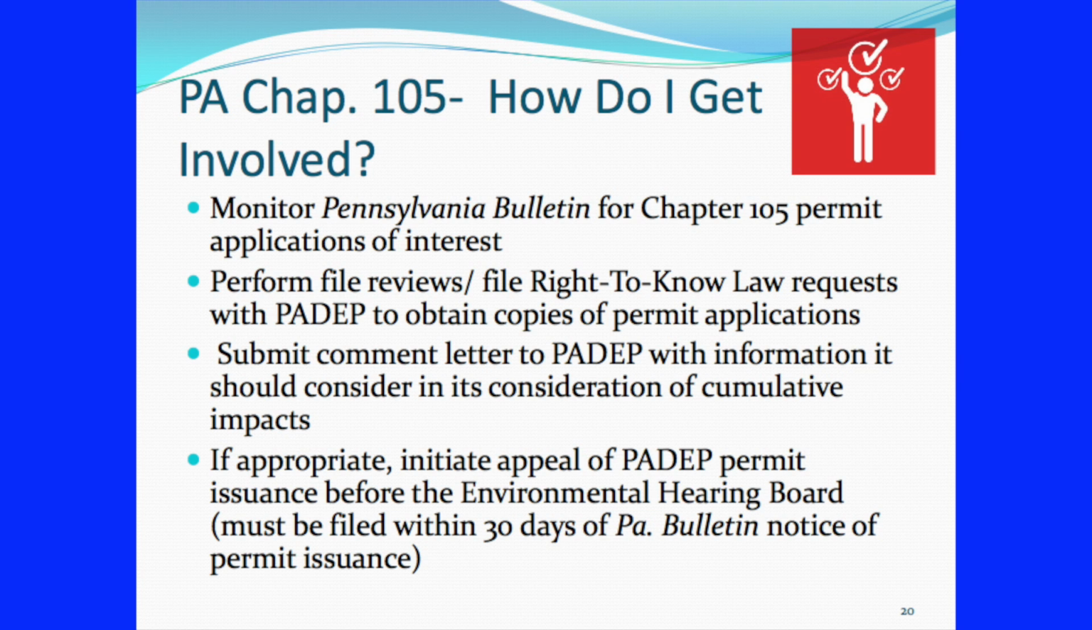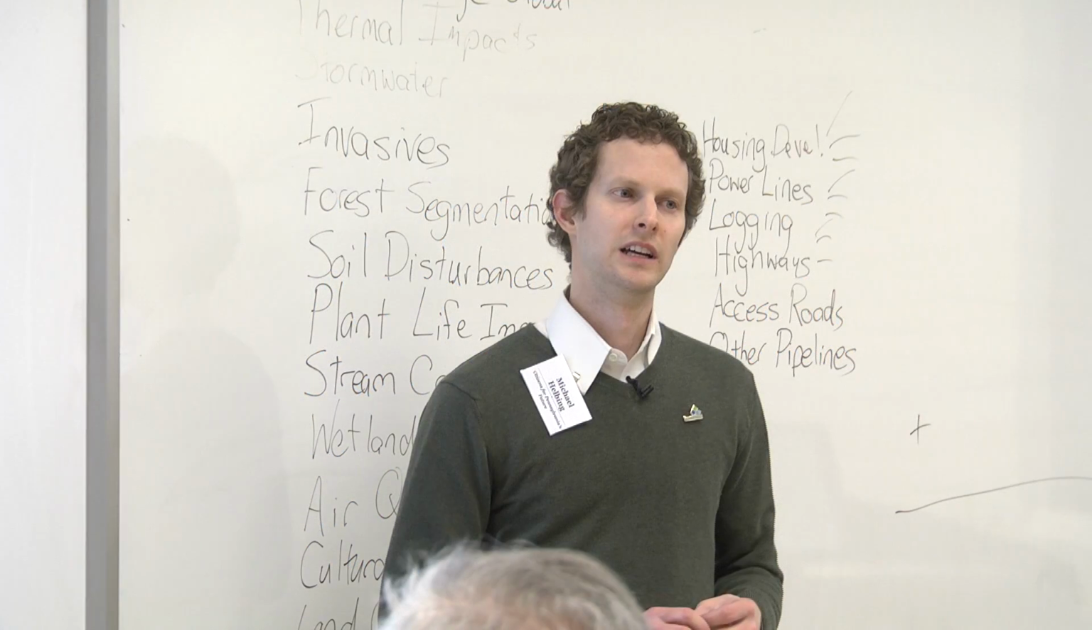Once you've done that, submit a comment letter to DEP, basically saying, these are the cumulative impacts that we think you should consider. I know about these other projects that are in this area. This is the impact I think it's going to have on the resources that are present. Please consider it in your impacts. And if appropriate, if the agency doesn't take it seriously, you can initiate an appeal of the DEP permit issuance before the Environmental Hearing Board.